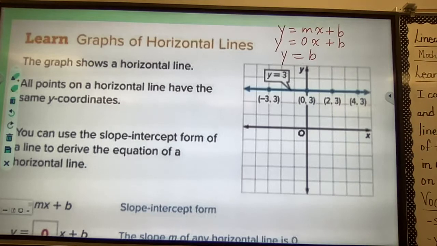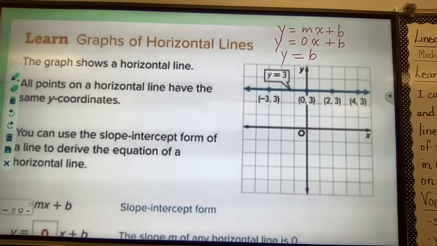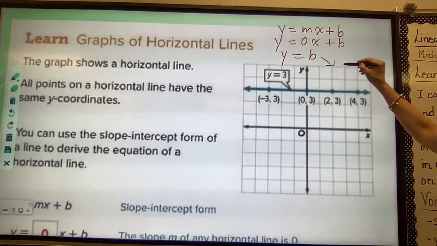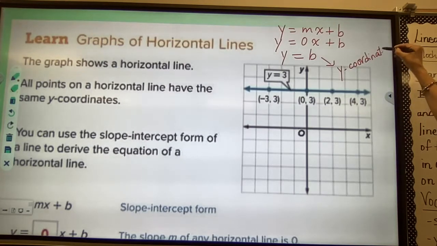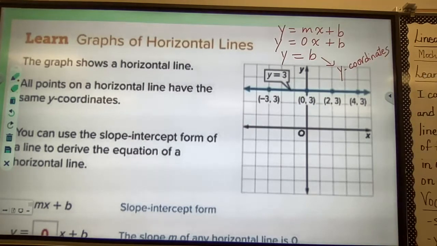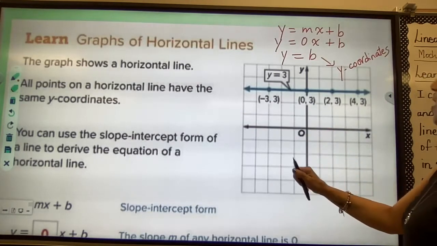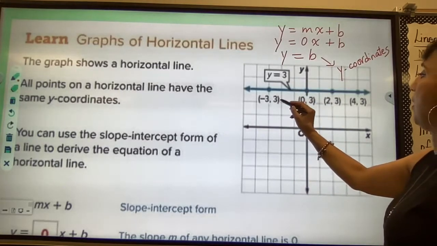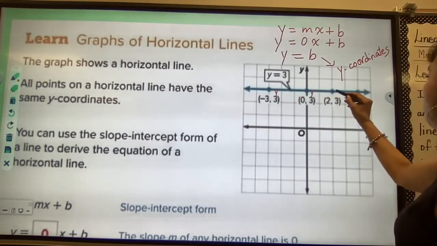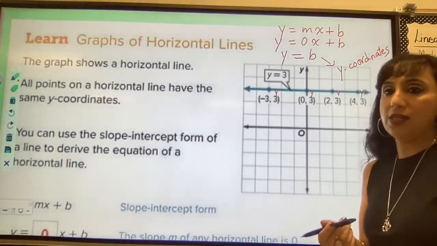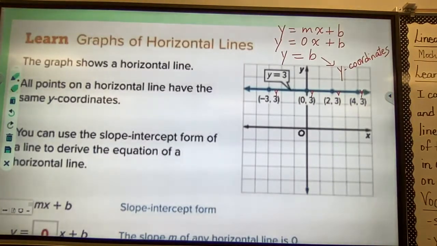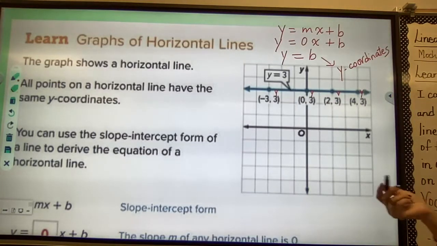All right. And so therefore, the coordinates of a horizontal line can be written as y is equal to b, where b is the value of the y coordinates. All right. So as you can see over here, your y is 3. So look, all the y's, this is y, this is y, y is all going to be the same. And then, of course, your x is changing. But still, that is going to give me a horizontal line.